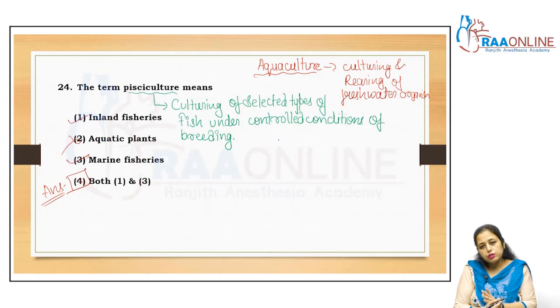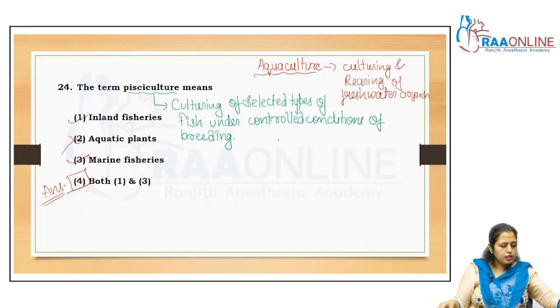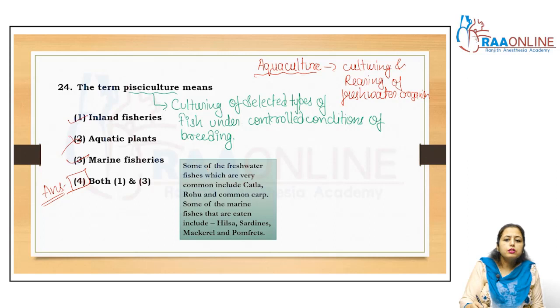As we know, in NCERT some fishes are given. Some freshwater fishes which are very common and edible include the katla, the rohu, and the common carp. Some of the marine fishes that are eaten include the hilsa, sardines, mackerel and the pomfret, right? Pomfret is very famous because it is salty enough itself, and some persons just roast and eat it without any spices, just because the salt is present in it, because it is a marine species, right? So that's all about pisciculture or the fishery.